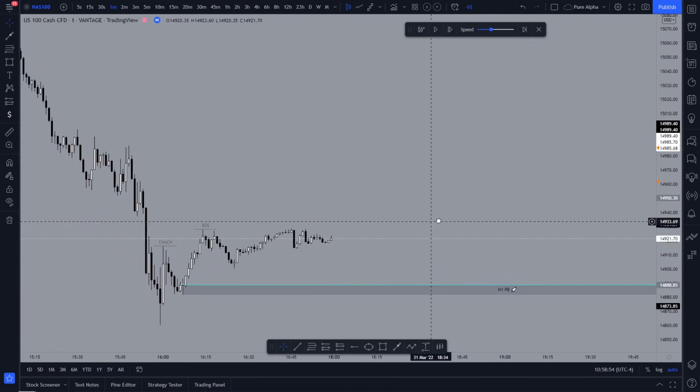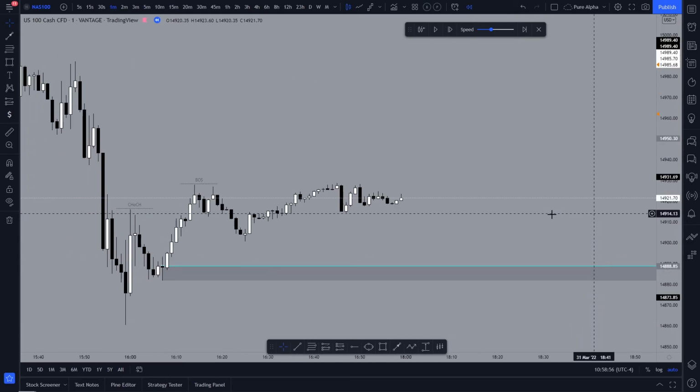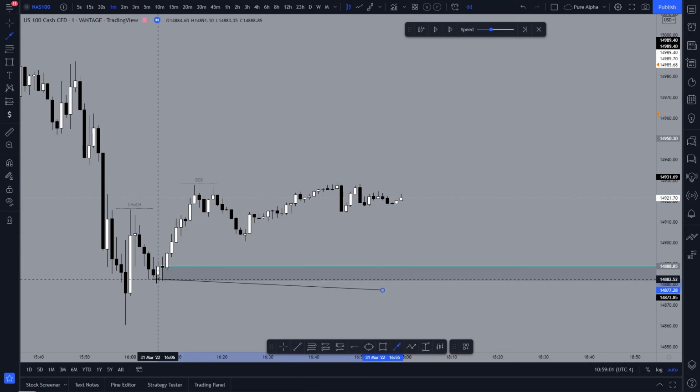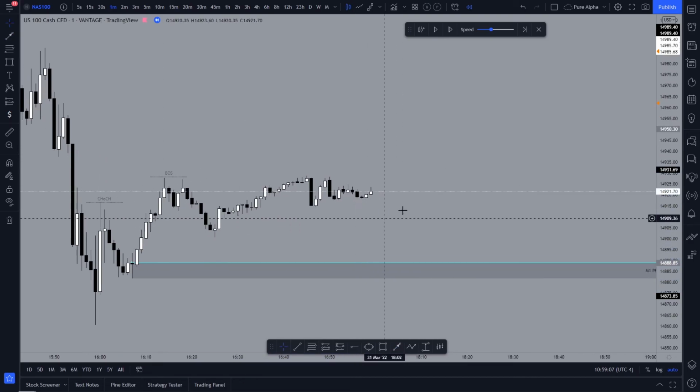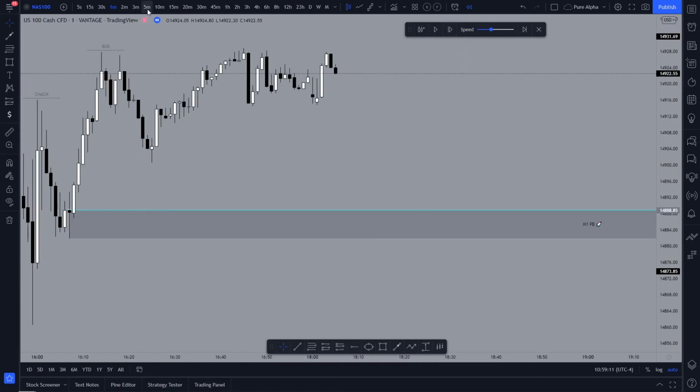Now, this formed. We had a change of character. Once again, I call this a change of character because a lower low was not made to validate this as a valid lower high. So then this became a change of character and this became a breaker structure. And it's going to play price probably on the M5. It should be sooner.